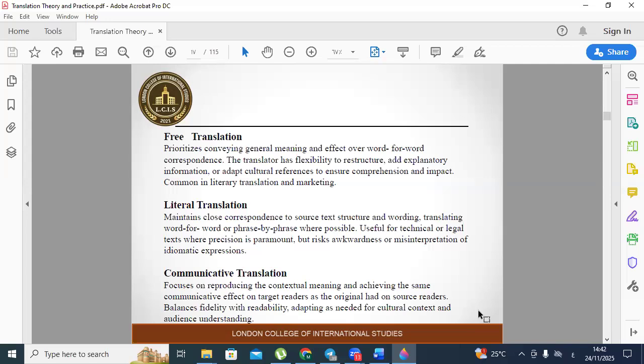Literal translation maintains close correspondence to source text structure and wording, translating word for word or phrase by phrase where possible. It is useful for technical or legal texts where precision is paramount, but risks awkwardness or misinterpretation of idiomatic expressions. Communicative translation focuses on reproducing the contextual meaning and achieving the same communicative effect on target readers as the original had on source readers. It balances fidelity with readability, adapting as needed for cultural context and audience understanding.